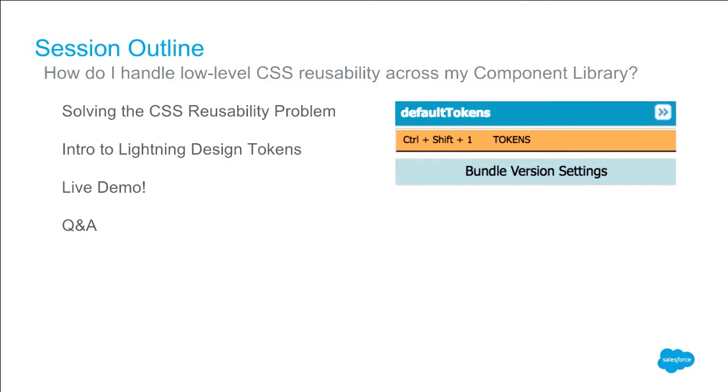And then we will leave about 10 minutes at the end of the session for Q&A, so if I can ask that we hold any questions until then. We've got a ton to cover in this session and not a whole lot of time to do it. So we will do all of that in an effort to answer the question, how do I handle low-level CSS reusability across my component library?